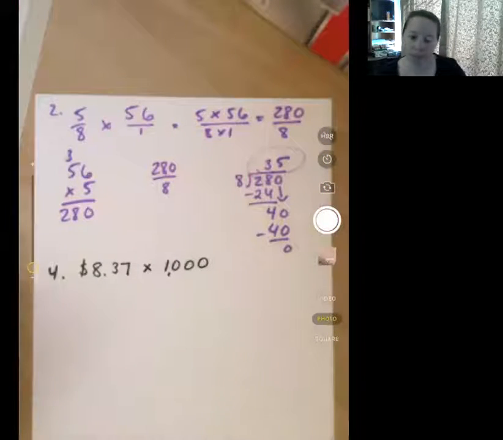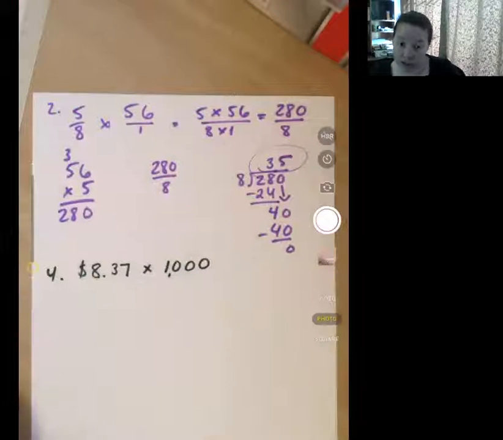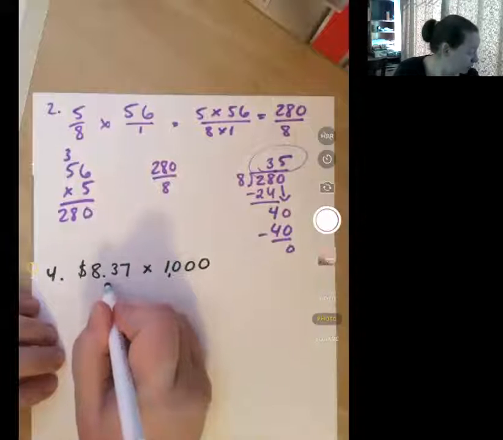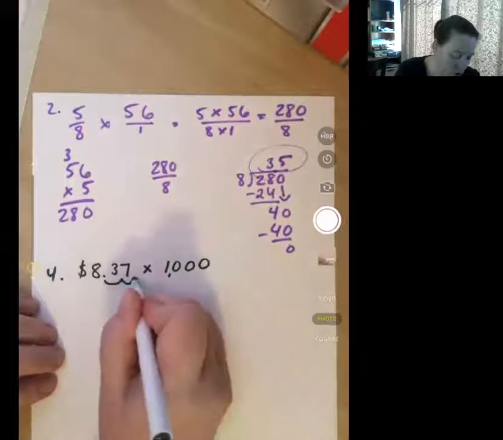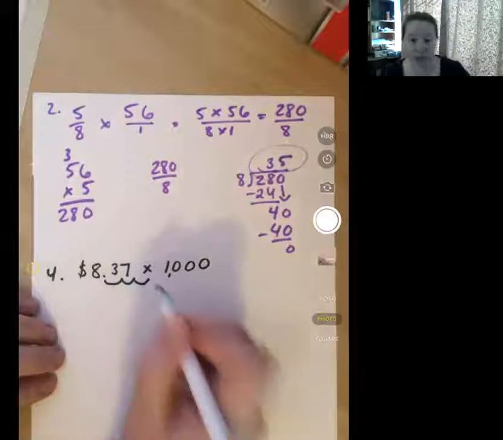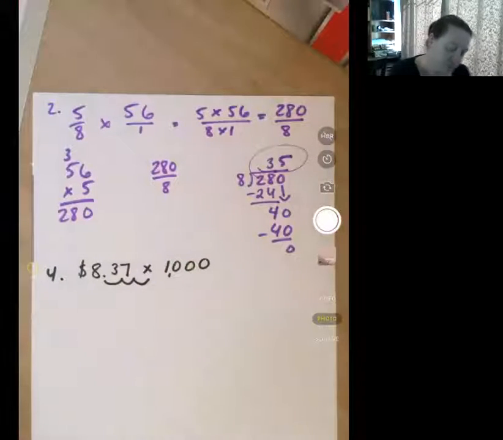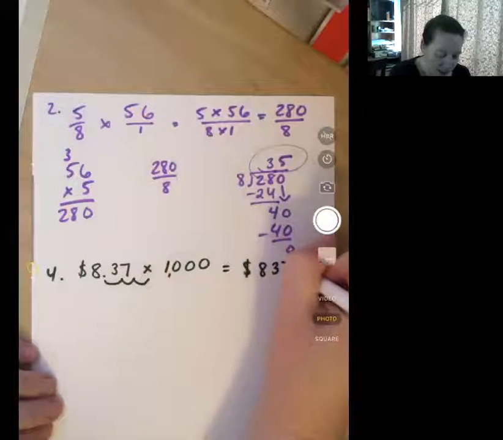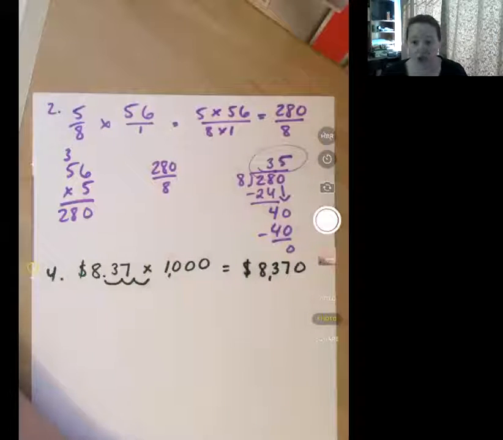Those zeros tell us how far to move our decimal point. So we are going to move our decimal point 1, 2, 3 times, because I have 1, 2, 3 zeros. So I end up with a total value of $8,370 worth of pins.